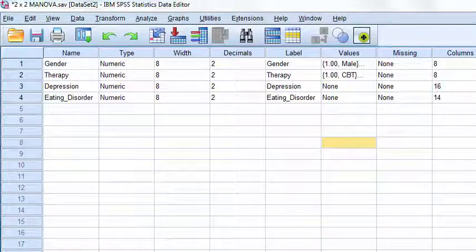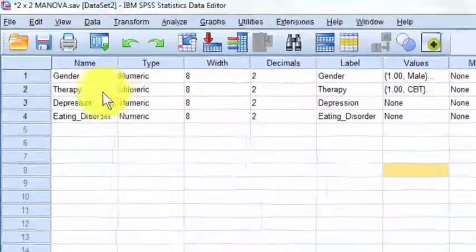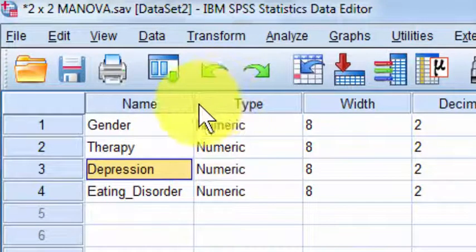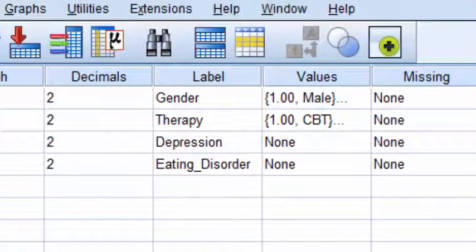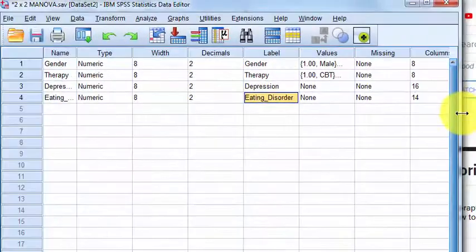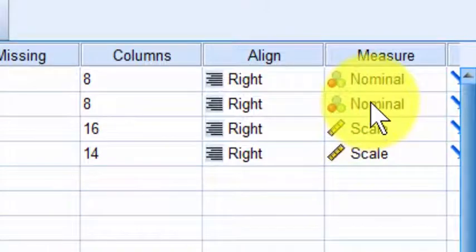In this video, I'm going to show you how to run a 2x2 factorial MANOVA. The M stands for multivariate, and that means you've got more than one DV. So let's start there. Our first dependent variable is depression. The higher the score, the more depressed. The second one is eating disorder, same thing. The higher the number, the more severe the eating disorder, and that makes them both scale variables, right?